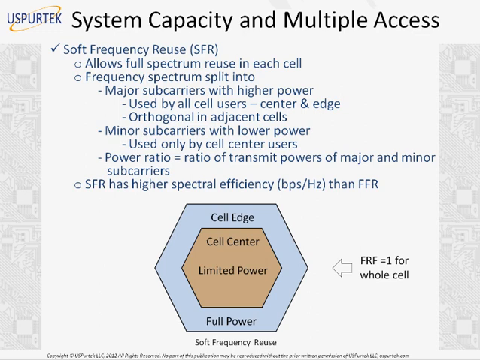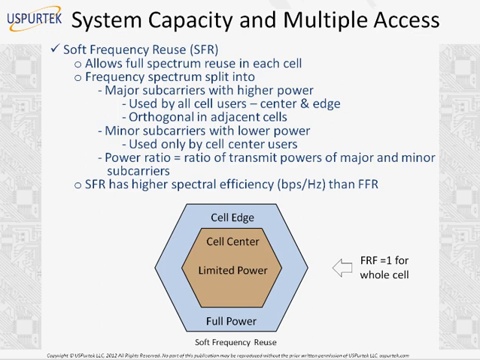So in soft frequency reuse, what happens? We allow full spectrum reuse in each cell. Here you see FRF is equal to 1 for the full cell. You have cell center users with limited power and cell edge users with full power. So you divide the frequency spectrum into major subcarriers, which have higher power and are used by all cell users, center and edge, and they are orthogonal in adjacent cells. Now, here the word orthogonal is important. Orthogonal means that the adjacent cells have a different frequency allocated for those users.